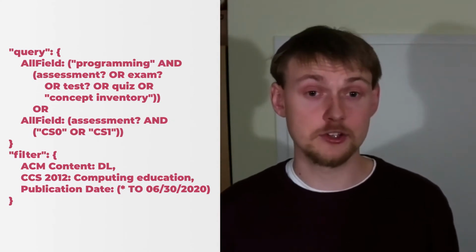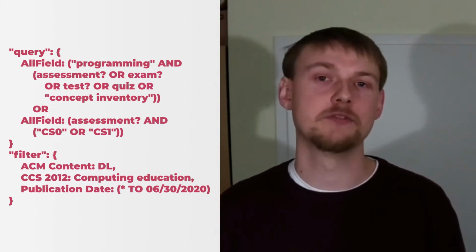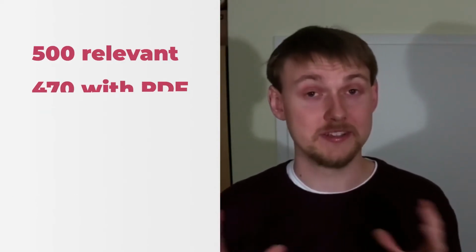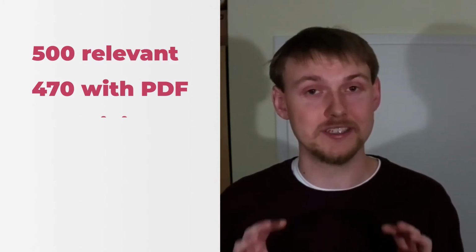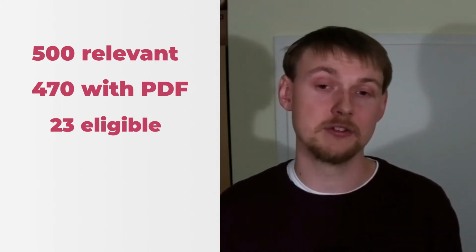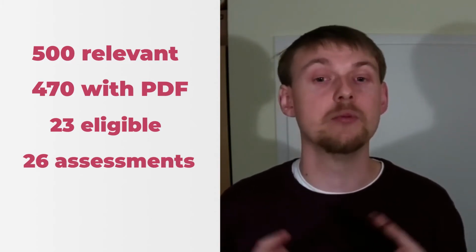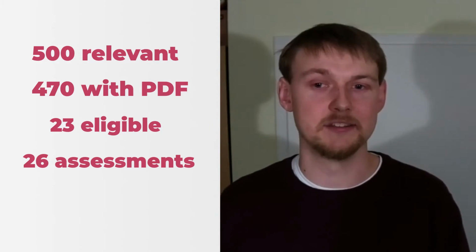We defined a search query for the ACM Digital Library and checked the first 500 relevant entries. From these 500 relevant entries, we took 470 papers where we could also access a PDF. And from these 470 papers, we found 23 papers which introduced a new assessment. This was our eligibility criterion: a paper needed to propose or introduce a new assessment. Some of those papers also introduced more than one assessment, so after all, we found 26 assessments.